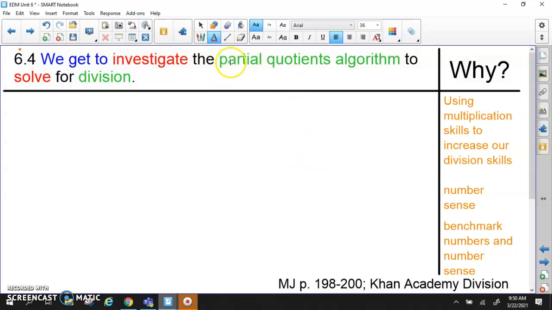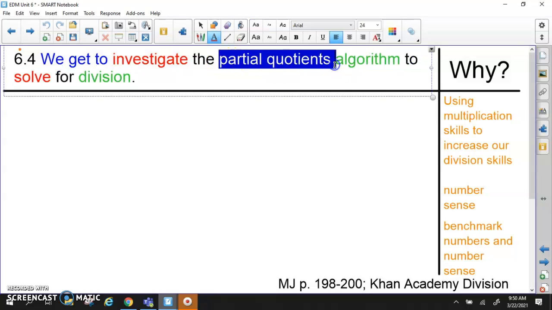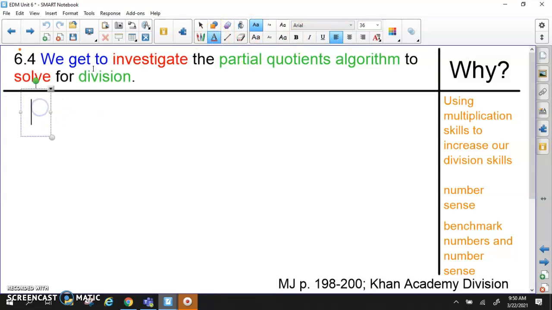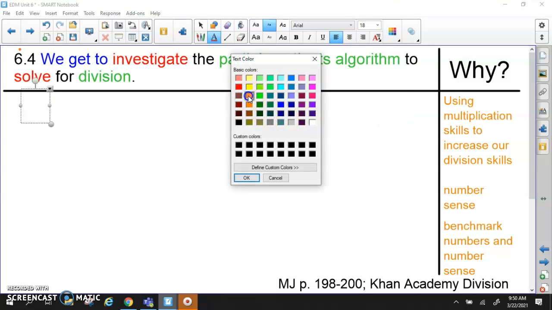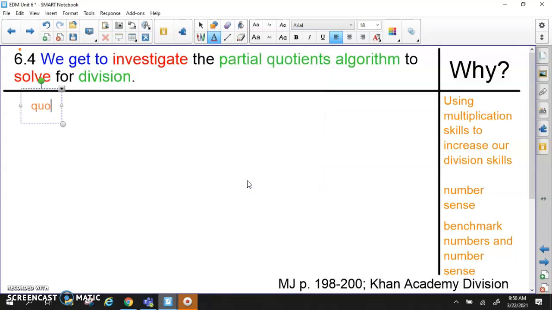So first things first, I noticed that what we're investigating is partial quotients. Did you know a quotient is the answer to a division problem? Okay, so this idea of quotient, just like the answer to an addition problem is a sum. The answer to a subtraction problem is a difference. The answer to a multiplication problem is a product. And the answer to a division problem is a quotient.